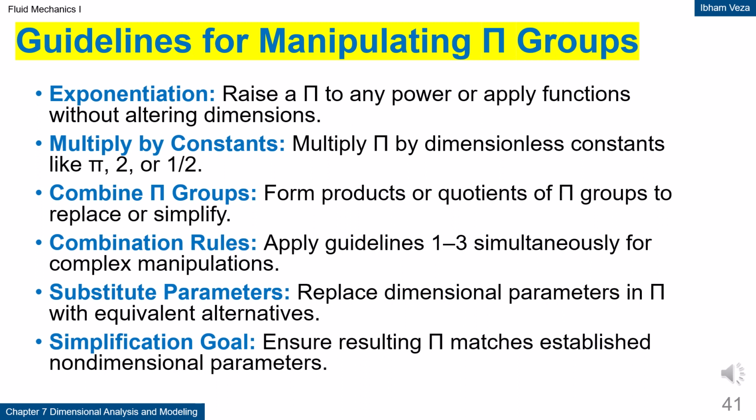Guidelines for manipulating pi groups. Pi groups can be raised to powers or inserted into mathematical functions without changing their dimensionless nature. They can also be multiplied by pure dimensionless constants, such as pi or 2, without affecting their physical meaning. Several pi groups can be combined through multiplication or division to form more familiar expressions. Dimensional parameters inside pi groups can also be replaced by other dimensionally equivalent parameters. All these manipulations aim to produce forms that are simple and easy to interpret physically.